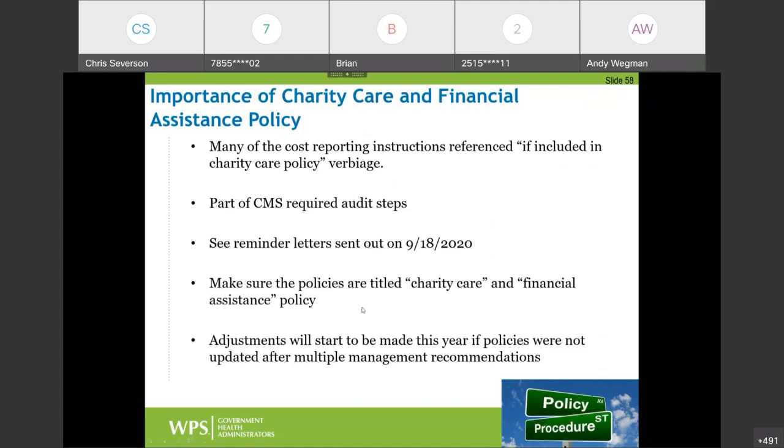We've been able to give a little bit of leeway up to this point with just management recommendation letters saying, hey, you need to change the policy. But at this point, we're getting into the years where those policies should have been changed by now. Some of the providers, their entire fiscal year end would be covered by after 9/18. Other providers, maybe half and half, it just depends on what year you have. So we may be making adjustments for these this year if we still don't see your policy updated.